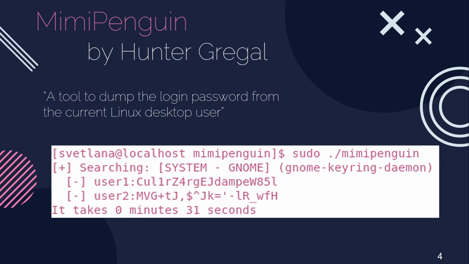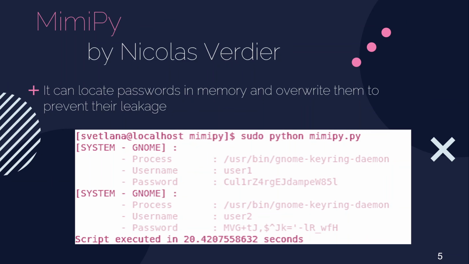Security researcher Hunter Gregel from the USA developed a tool called MiniPenguin to extract users' passwords from the memory of the GNOME keyring daemon. This tool can successfully extract ASCII passwords. Another researcher, Nicholas Verdi from the USA, has improved the MiniPenguin tool and implemented a new tool called MiniPy. This tool can both locate and remove passwords from the memory. The tool can successfully work with ASCII passwords.